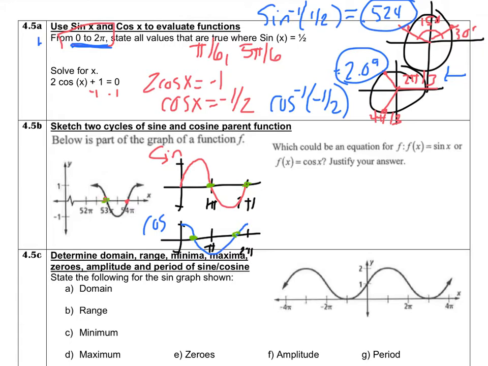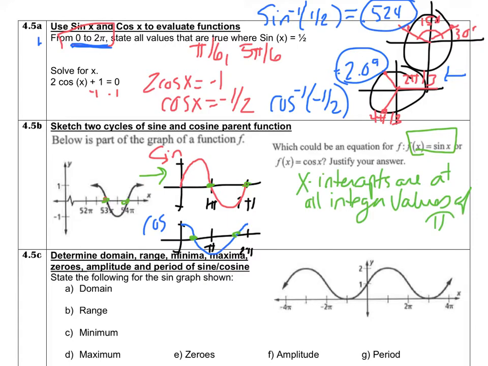This graph's x-intercepts happen at integer values, so therefore this has to be the sine function, and it's because the x-intercepts happen at integer values of pi. You would want to write something along those lines.